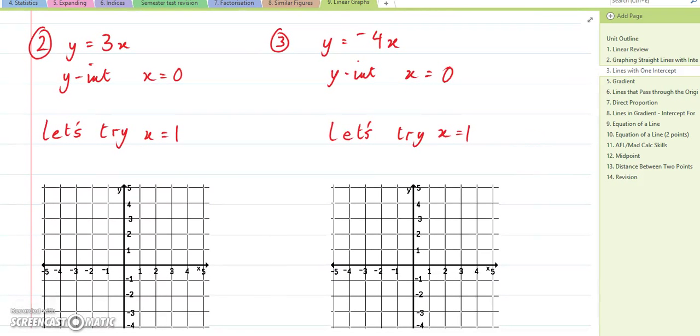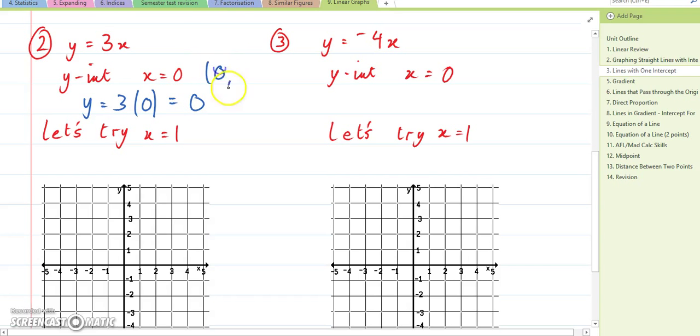We might even get something like this. So y equals 3x. We can find the y-intercepts by subbing in x equals 0. And you can see pretty quickly that when x equals 0 here, y equals 0. So our first intercept is 0, 0, or the origin, right in the middle.